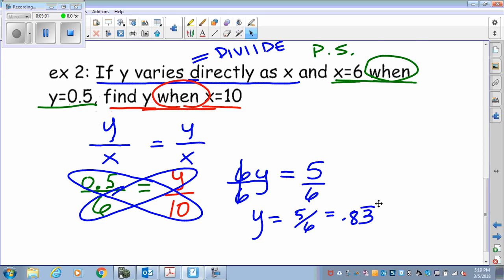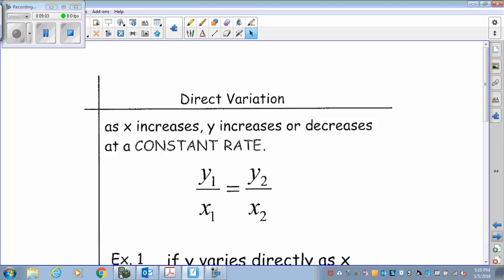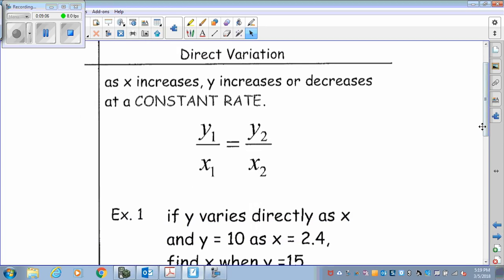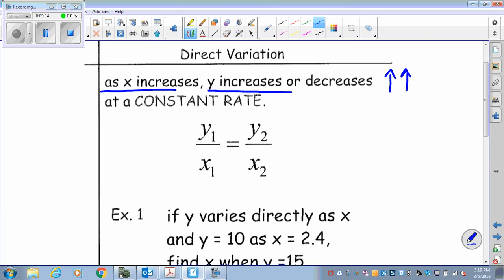All right. Now the next page. One more thing about direct variation. As x increases, y increases. All right, so if x is getting bigger, y is getting bigger. Or, as x decreases, that's right, I'm sorry. As x increases, y could decrease. So x could be getting bigger, and then y is getting smaller, but at a constant rate.